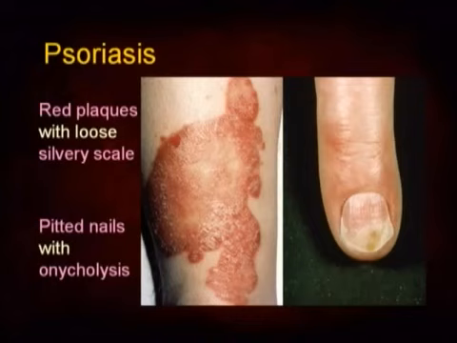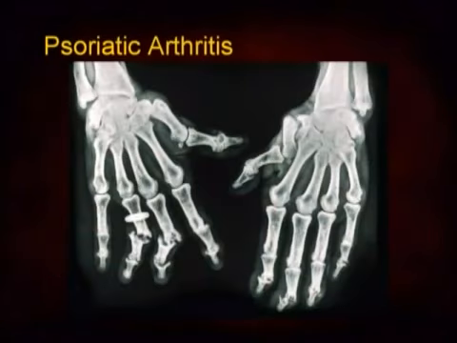And here's an example of a fingernail affected by psoriasis. So this patient has pits in the nails, which sort of looks like you took a straight pin and poked little dents in the patient's fingernail. And then onycholysis, which is separation of the nail plate from the nail bed underneath there.